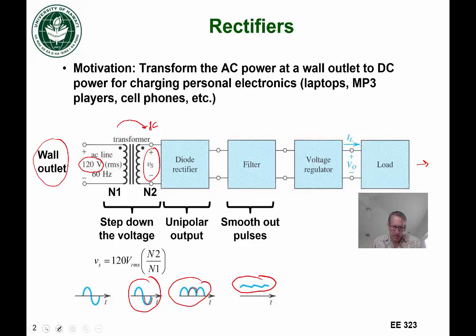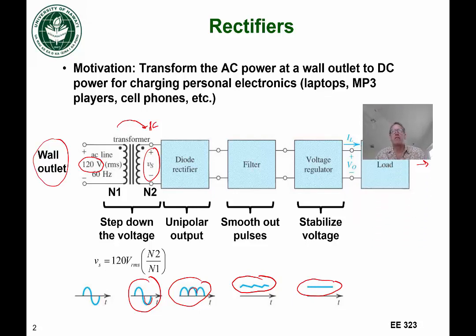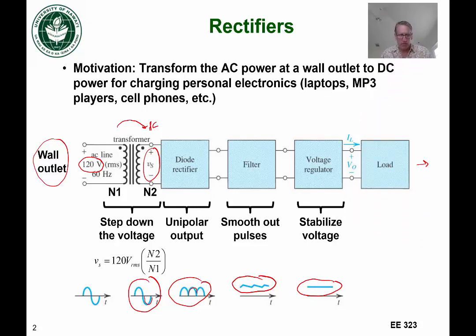And then the final circuit here is something called a voltage regulator, which we'll learn about next time. This basically makes a very constant DC voltage at a specific voltage that's suitable for the load. This voltage depends on what your load requires. Some loads require 5 volts, other loads require different voltages. So today, the focus is going to be on this diode rectifier.